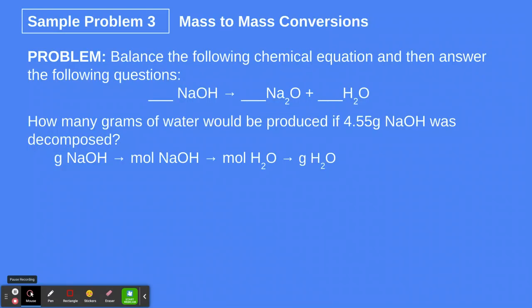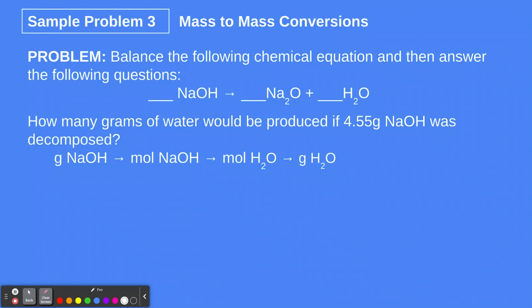All right, so this practice problem is dealing with the decomposition of sodium hydroxide. Again, that just means that we take sodium hydroxide and we break it down. And in this case, we're going to produce sodium oxide and then water. This question asks how many grams of water would be produced if 4.55 grams of sodium hydroxide was decomposed. So please don't let that terminology of decomposed get to you. Really what this one's asking is if I have 4.55 grams of sodium hydroxide, how many grams of water can I make? So balance the equation, and then we're going to go from grams of sodium hydroxide to moles of sodium hydroxide to moles of water to grams of water.